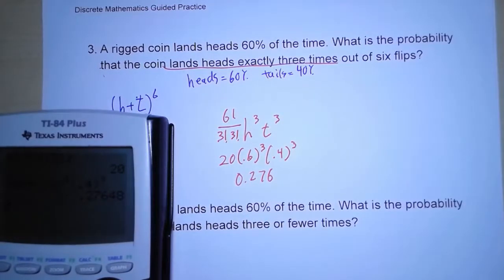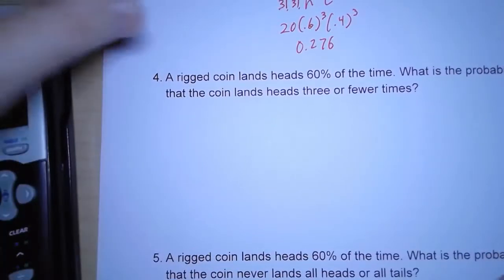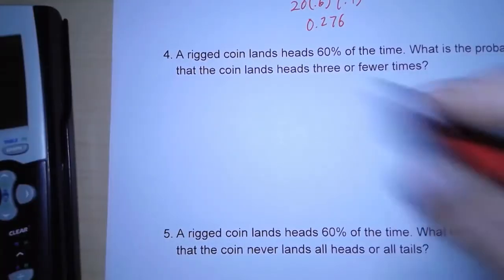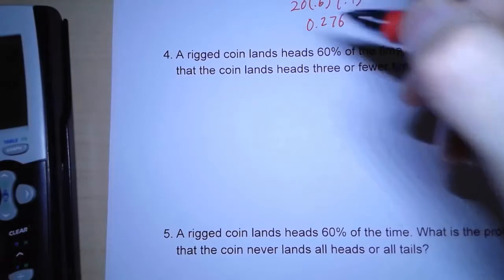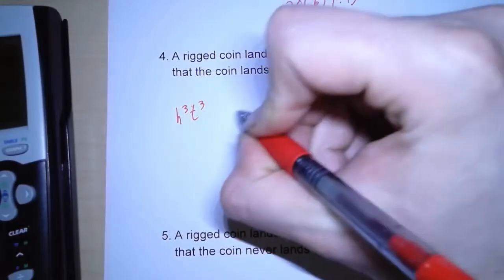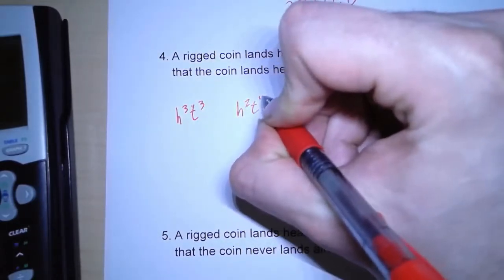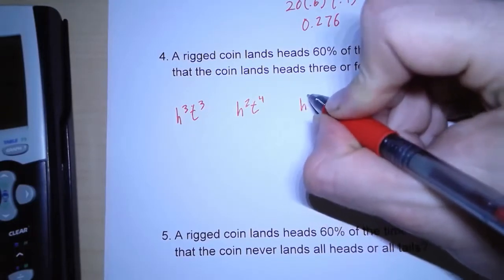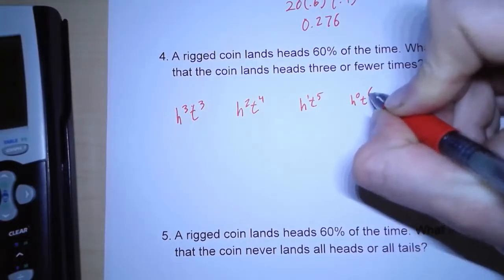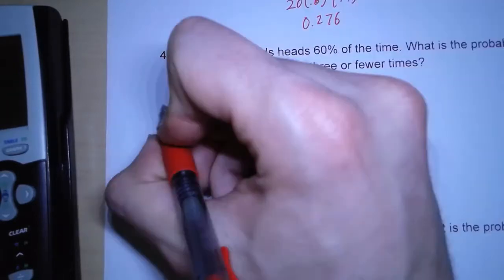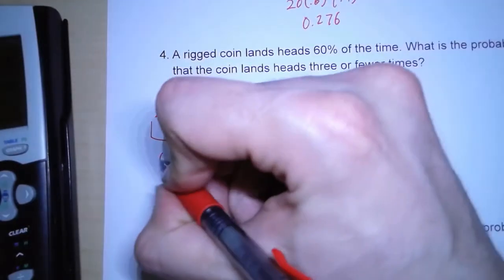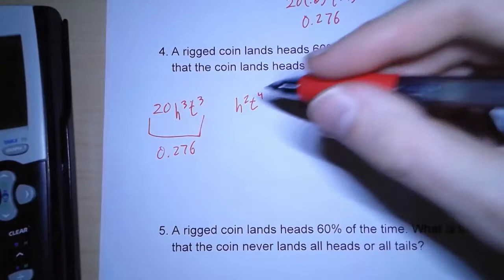Now for the 4th one, similar, except that now we're talking about more than just one outcome: 3 or fewer. So let's count this out. It lands heads 3 times, heads 2 times, heads once, or heads 0 times. We already figured out that the coefficient for 3 heads was 20, and the probability was what we just found, 0.276. But we still have to figure out these 3.